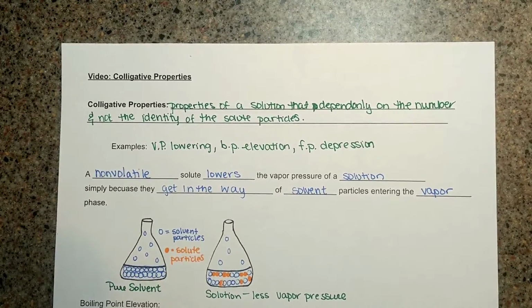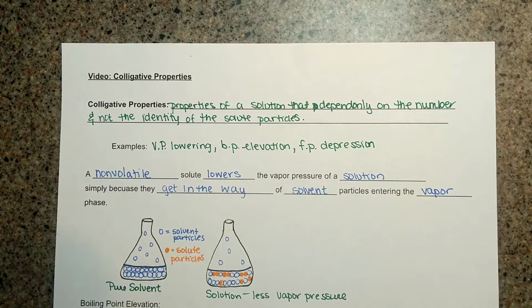This video is on colligative properties. So colligative properties are properties of a solution that depend only on the number and not the identity of the solute particles. Some examples of colligative properties include vapor pressure lowering, boiling point elevation, and freezing point depression.